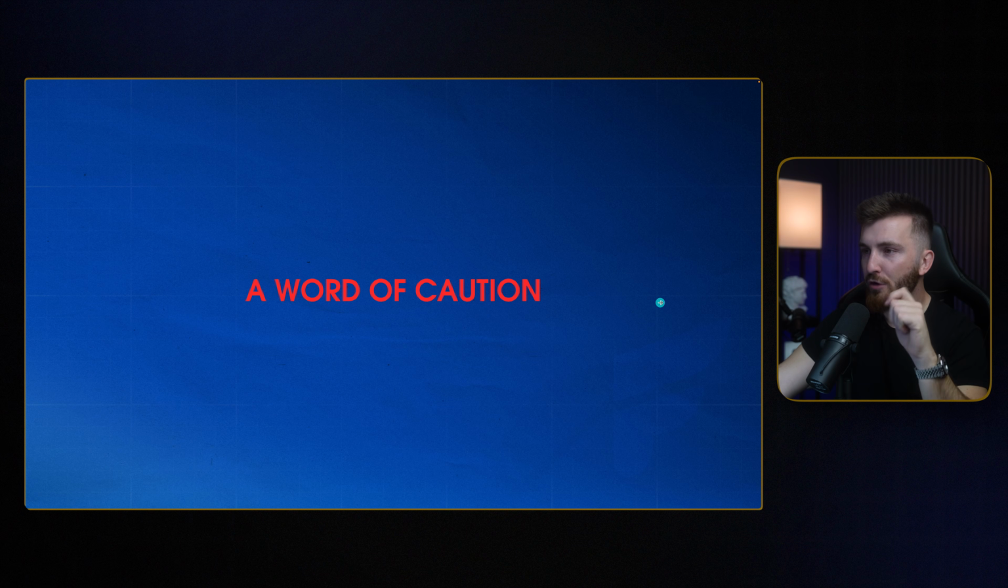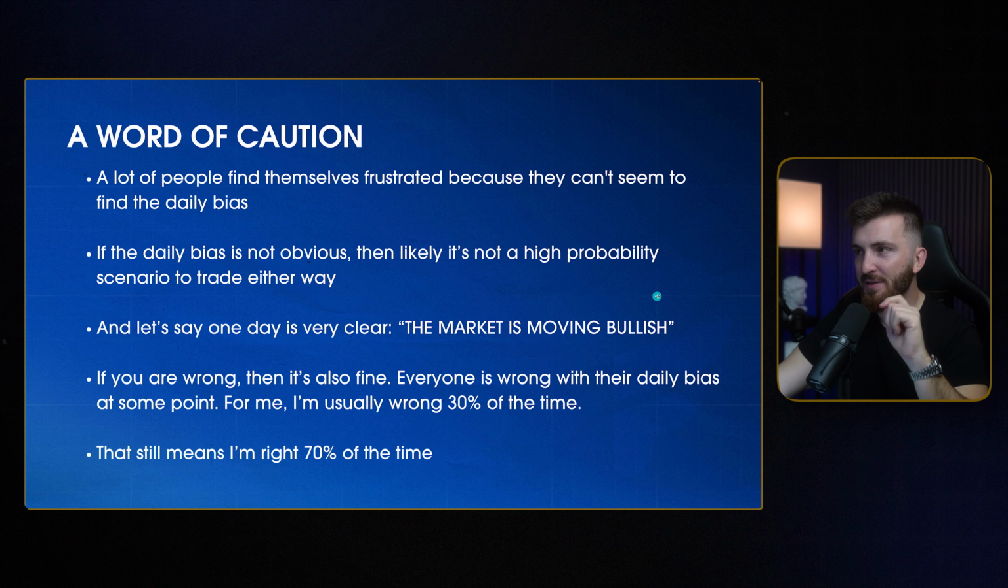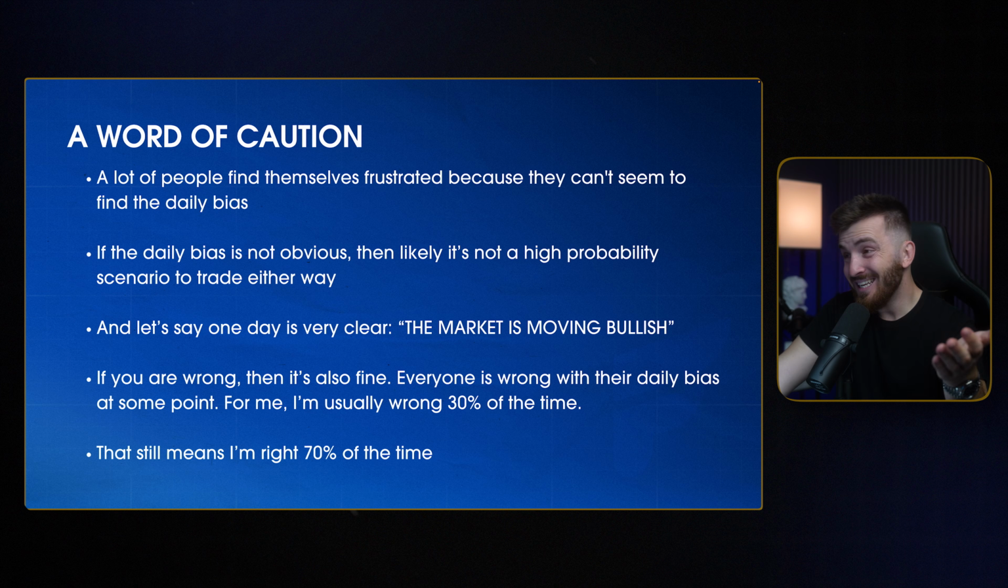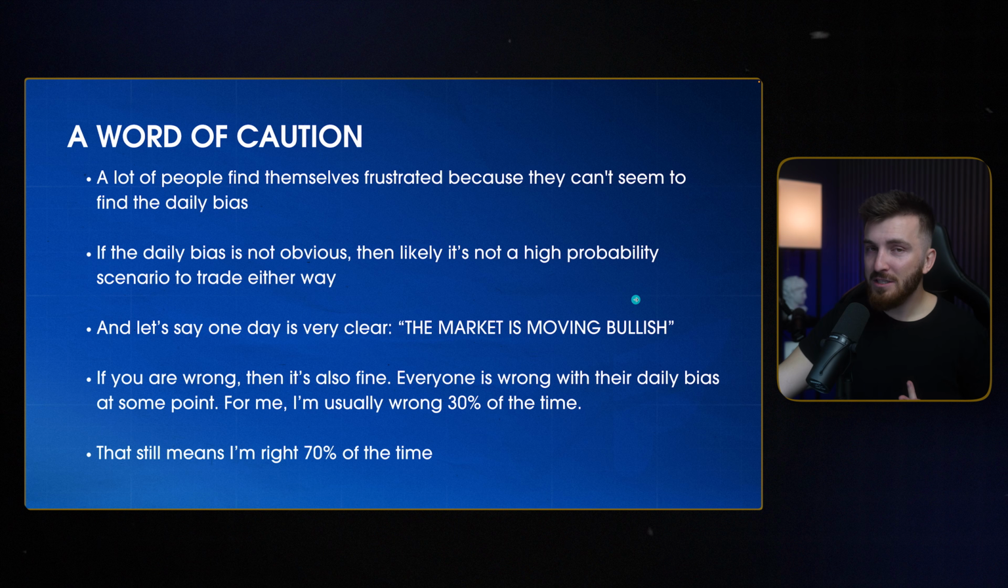Now, a word of caution. A lot of people find themselves frustrated because they can't seem to find the daily bias. If the daily bias is not obvious, then likely it's not a high probability scenario to trade either way. And let's say that one day is very clear, the market is moving bullish. If you are wrong, then it's also fine. Everyone is wrong with their daily bias at some point. For me, usually I'm wrong 30% of the time. That still means that I'm right 70% of the time. And if I'm wrong, it's fine.